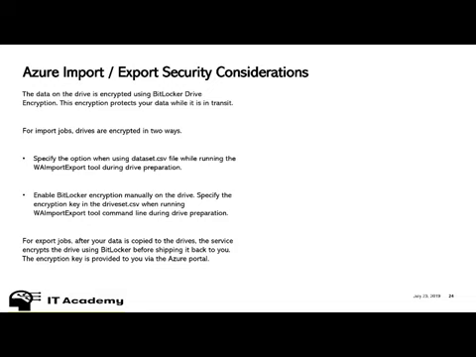For export jobs, after our data is copied to the drives, the people at Microsoft will then encrypt the drive using BitLocker before sending it back to us. Under the export scenario, the encryption key that we use to decrypt the data, we download from the Azure portal.